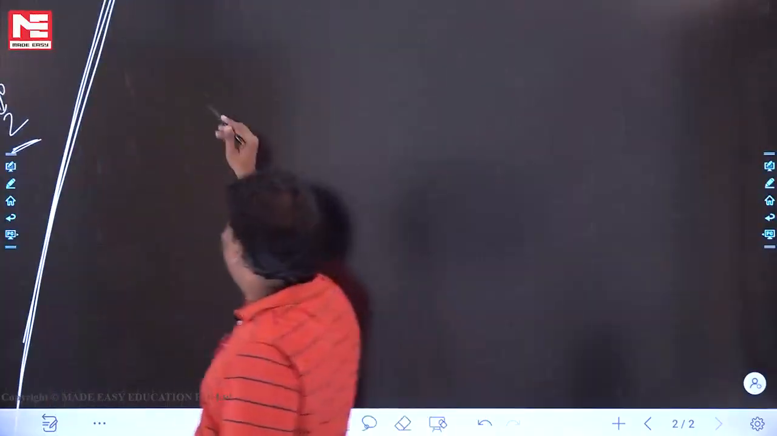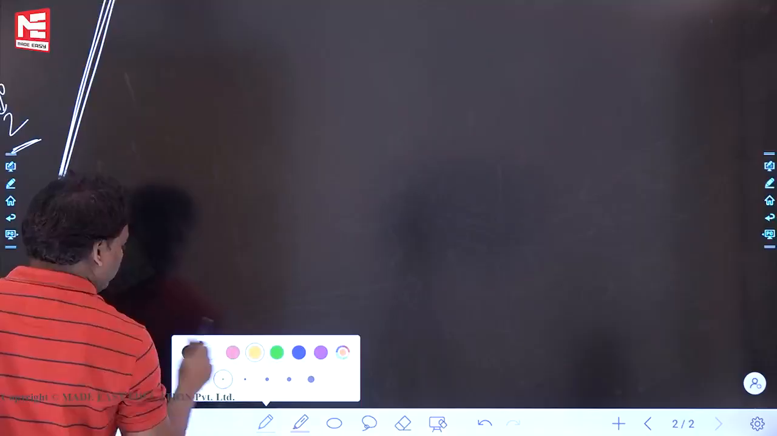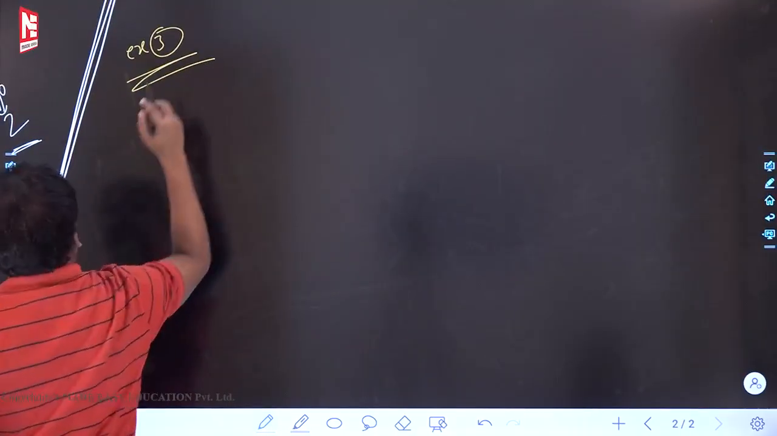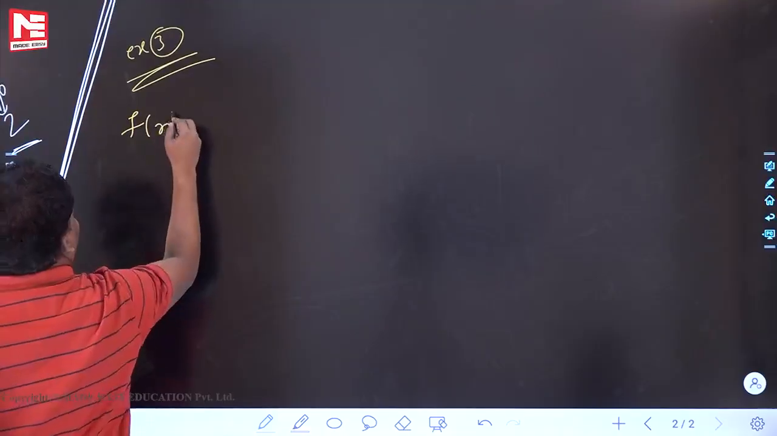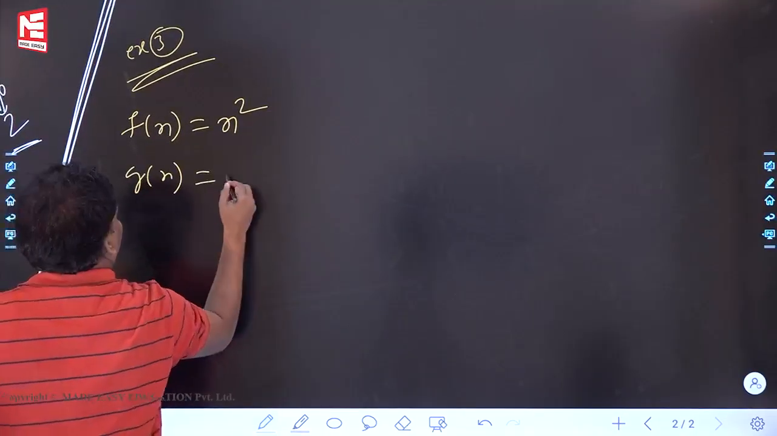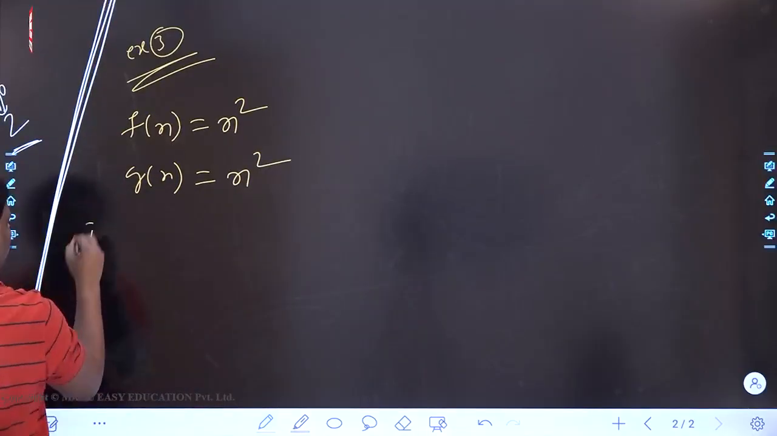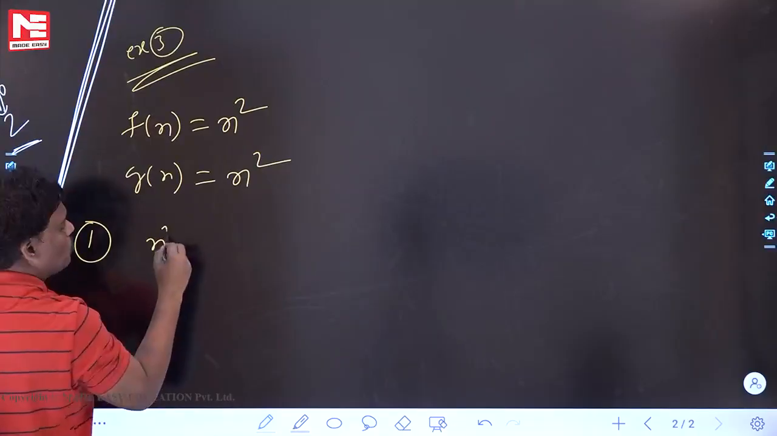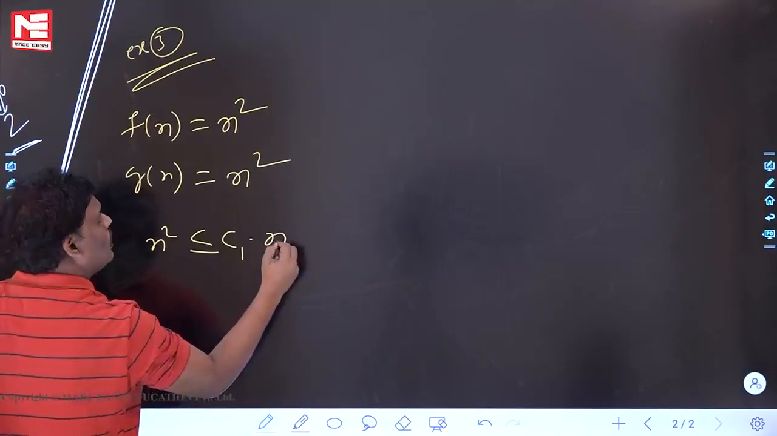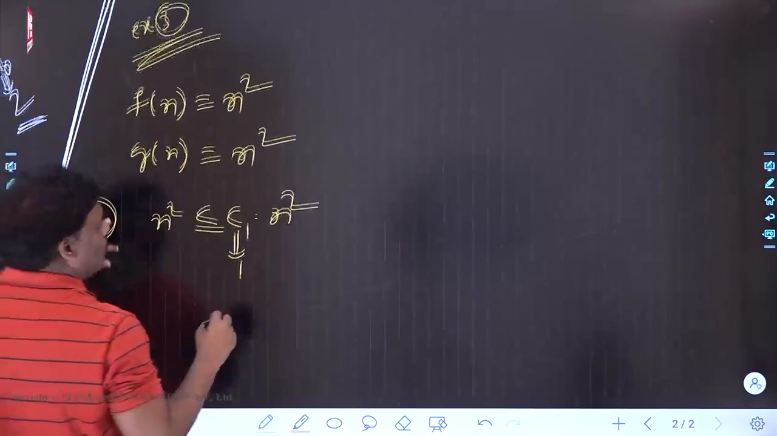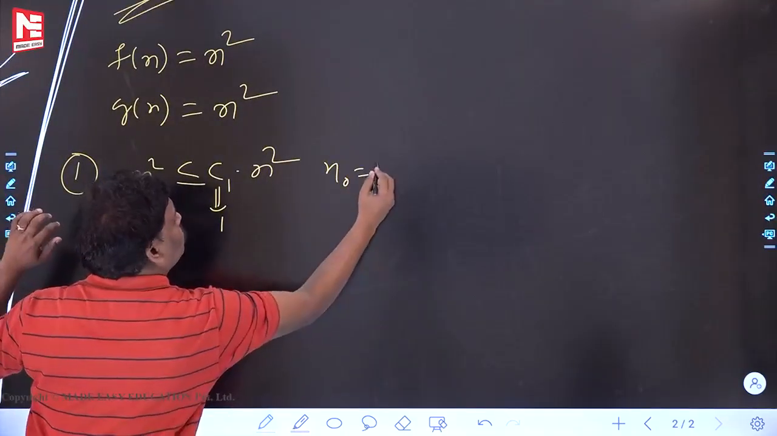Example 3. See this one, example 3. f of n is n square, g of n is n square. See the first one. The first one I want to prove: n square is less than or equal to some C1 into n square. Is it possible? Yes, 1 you can take. What is the n0 here? 1. 1 onwards it will work.